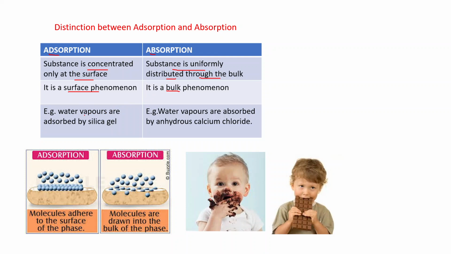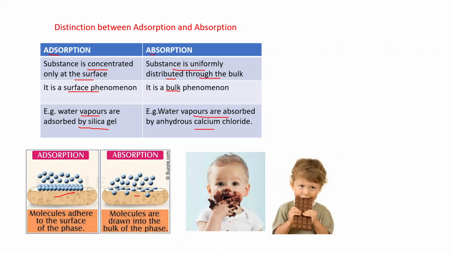For example, water vapors are adsorbed by silica gel, okay, and water vapors are absorbed by anhydrous calcium chloride. You can also see from this diagram. In this case, the surface molecules adhere to the surface. That's why this is a surface phenomenon, adsorption. In this case, molecules are getting fitted in the bulk. Okay, that's why this is absorption.